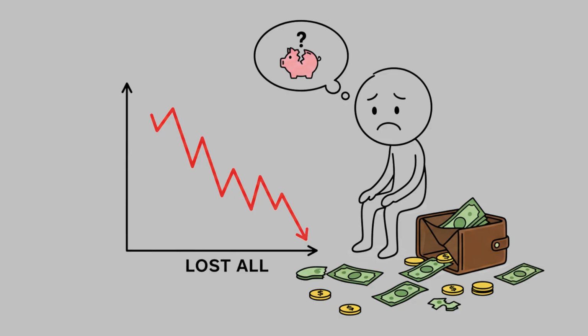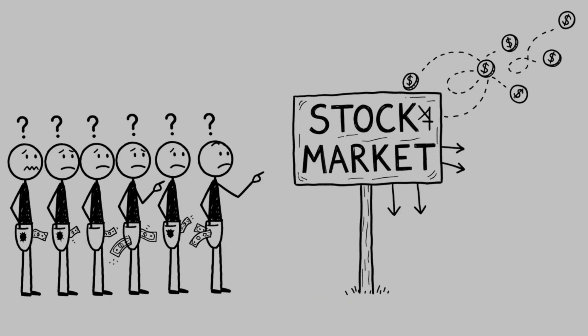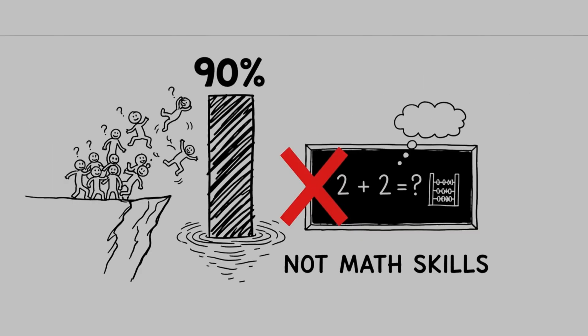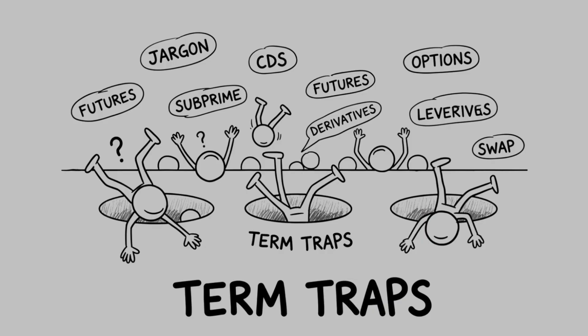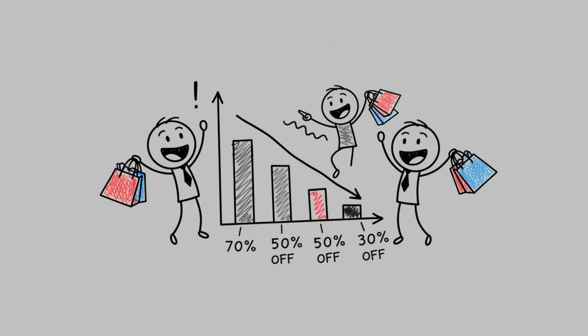He was wrong. The truth is, the stock market is a machine designed to take money from people who don't speak its language. Statistics show that 90% of beginners fail, not because they are bad at math but because they fall into term traps. They see high numbers and assume growth. They see low numbers and assume a bargain.